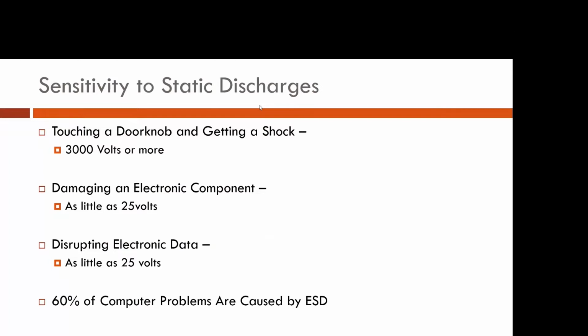Most electronic equipment can be damaged with as little as 25 volts. Disrupting electronic data, transmissions, anything, again, that can be as little as 25 volts. So if you have things that are sensitive electronic components, perhaps air traffic control towers, things of that nature, electrostatic discharge can greatly adversely affect these operations, these components, these functions. And an interesting statistic is that about 60% of all computer problems are caused by electrostatic discharge.